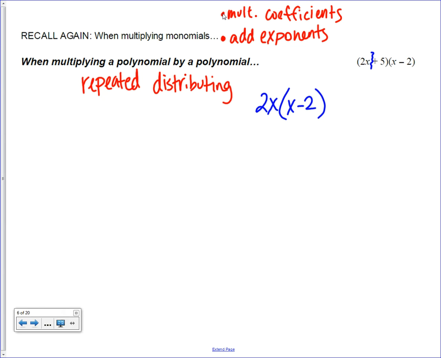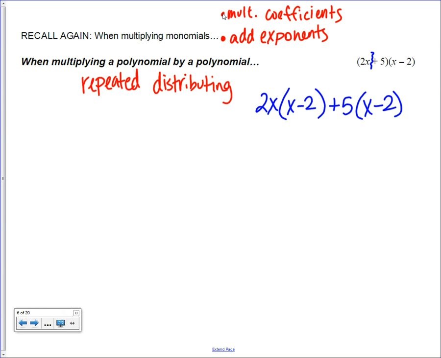Then I'm going to take the second half, which is plus 5, and I'm also going to distribute it to the second parentheses. This is why we call it repeated distributing, because I cut the first one in half, and I distribute both pieces to the second parentheses. How is this for everybody? You sure? Good, let's do it then.